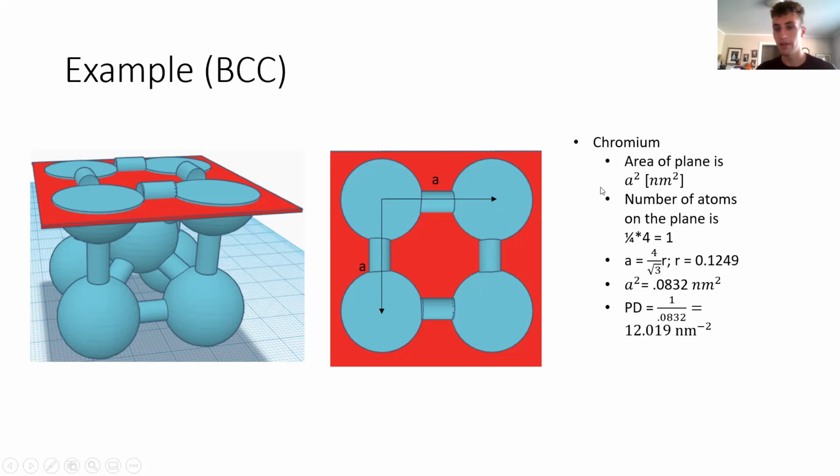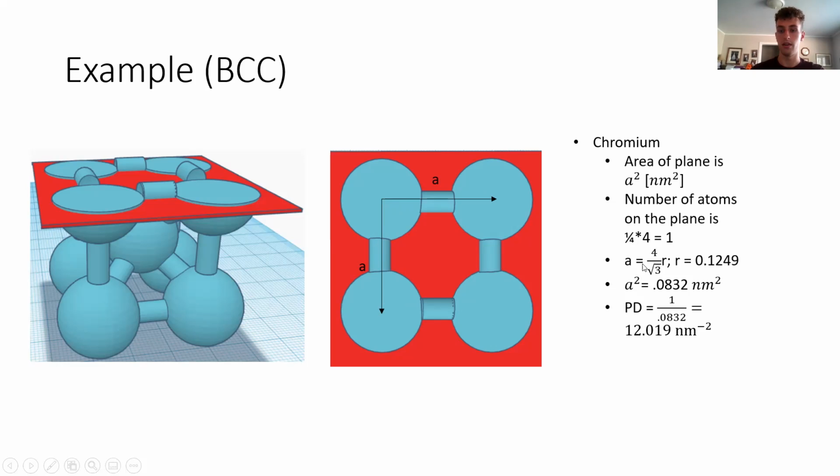So let's just go through it. The area of this plane will be a squared, and then the number of atoms on the plane. Last time we found the number of diameters because we were looking at one dimension. Now we're looking at two dimensions, so we have to look at the number of total circles. In this corner we have a fourth of a circle, another fourth here, another fourth here, and another fourth here. So 1/4 times 4 is 1. Again, we have one total atom that lies on this plane.